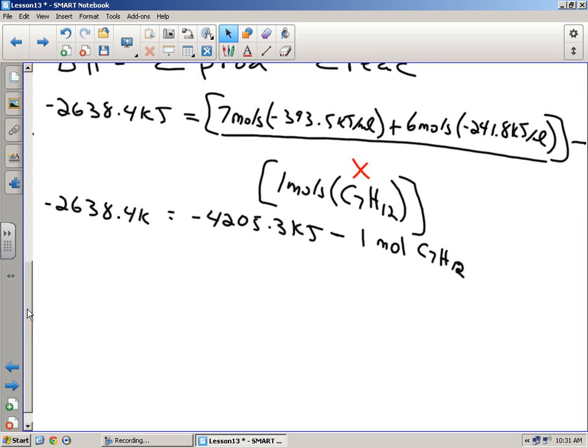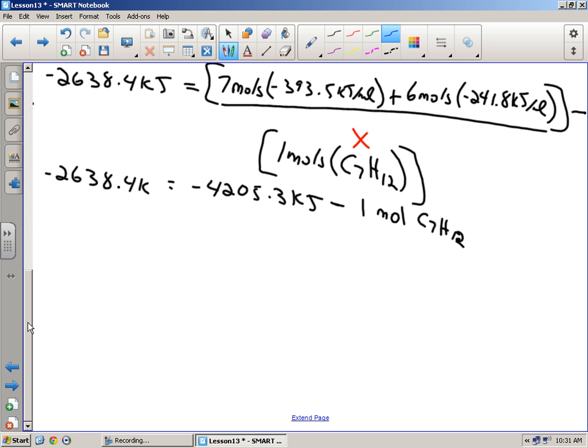The only thing with these questions is you have to be a little bit careful how you're manipulating equations, because if you do the wrong thing, you think you're dividing or something like that, it could go horribly wrong. I'm going to add 4205.3 to this side here, and that'll take care of that.